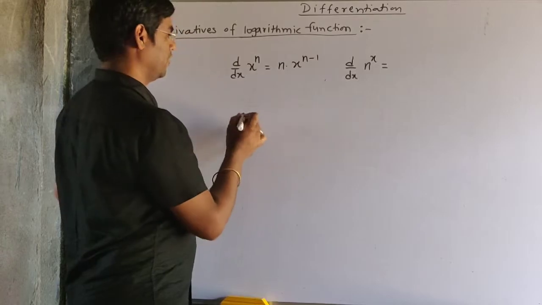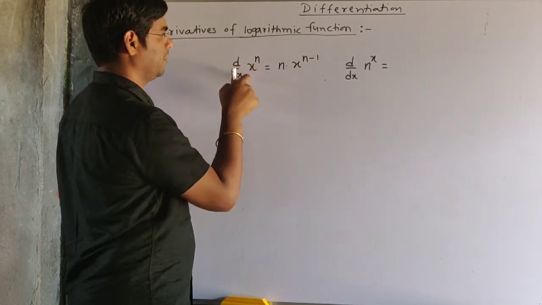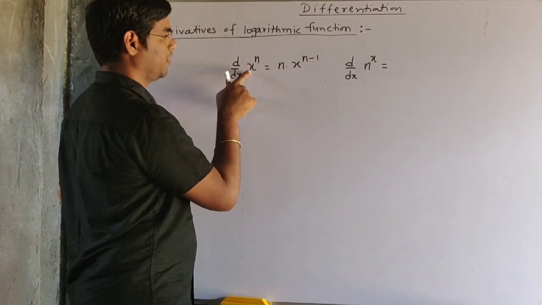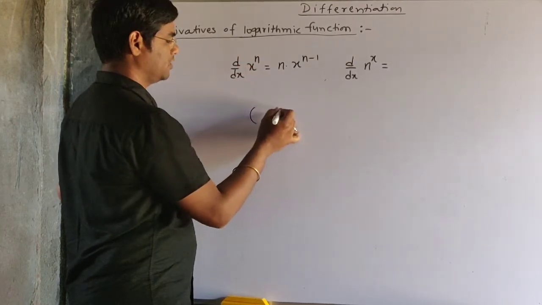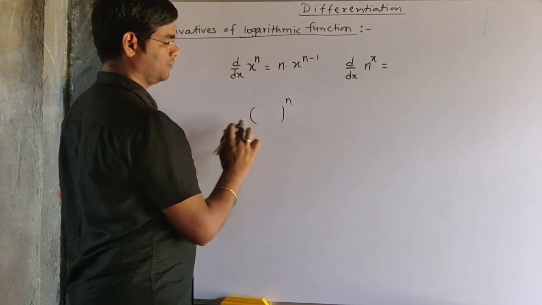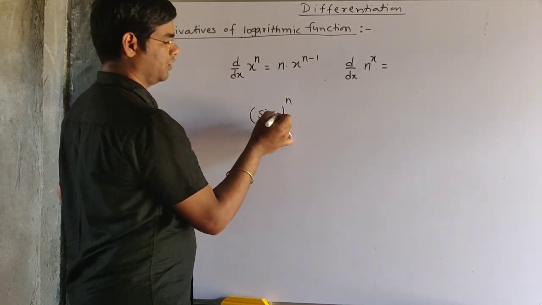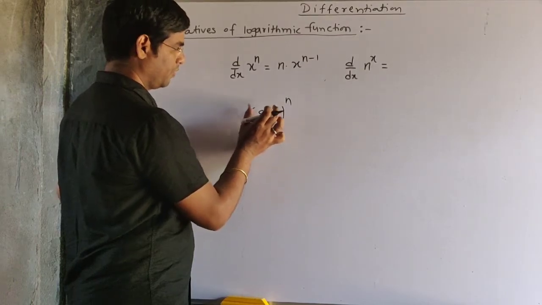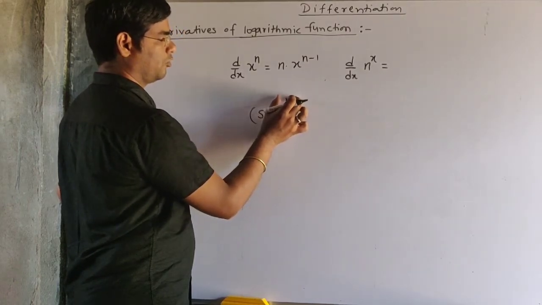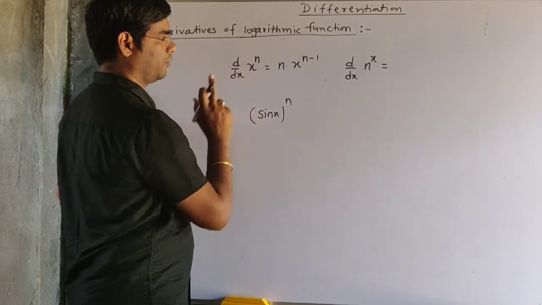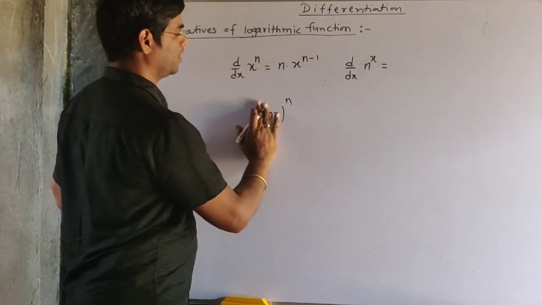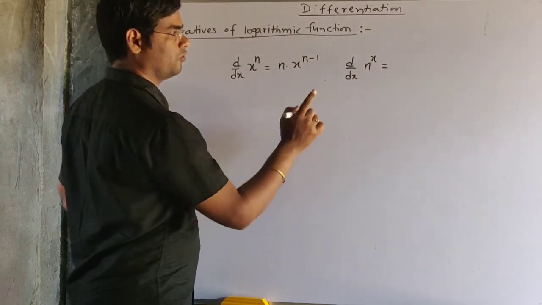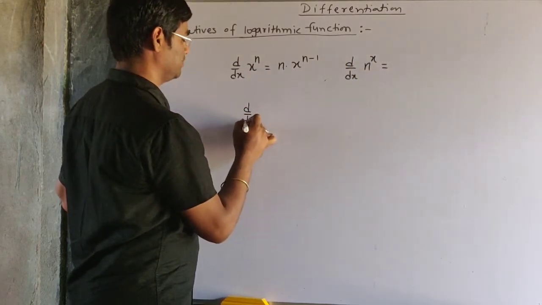Whenever you have variable in the base and constant in power, then always you have to apply the x raised to n formula. X raised to n means base is x, a term of x, like sin x raised to 3, sin x raised to 5. But if you have constant in the base and variable in power, then you have to use the formula of a raised to x.